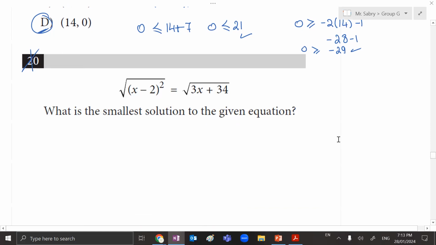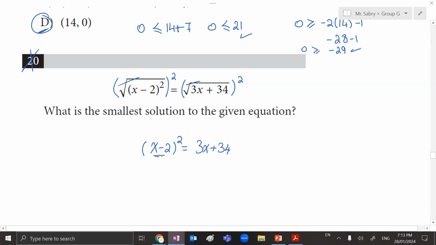20 بقى. What is the smallest solution to the given equation? عندي two sides that has a square root on both of them. I'll remove both square roots by squaring both sides at the same time. So if I do the power 2 to both sides, I'll remove the square roots, and I'm left with x minus 2 in a bracket to the power of 2 equals to 3x plus 34.